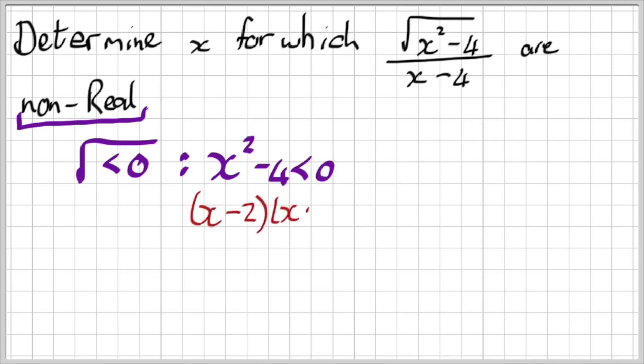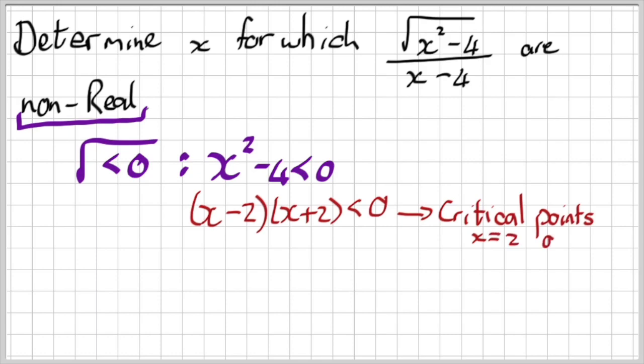And as I've now fixed it and made it smaller than 0, I'm going to factorize my left-hand side. But understand, ladies and gentlemen, this is now a quadratic inequality. So you have to solve it as a quadratic inequality. So how do I solve a quadratic inequality? I get it equal to 0, factorize, I get my critical points, in other words, where that expression is equal to 0, so x equal to 2 or negative 2, and I draw a sketch.